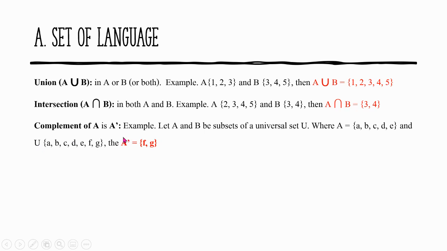So if we are talking about the complement of your set A, that is then what is not contained in your set but is in your universal set. You refer to your universal set, in which your set A does not contain the elements F and G. So that is the complement. The complement of A is simply F and G.